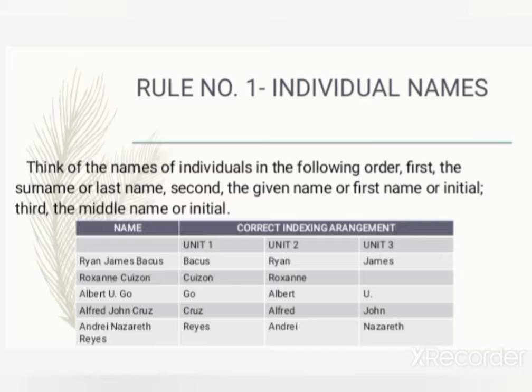So for example, Ryan James Bacchus. His surname is Bacchus, and it is said in the rule that the surname should always be part of unit 1. And for example, if there is no middle initial but he has a second name, his second name should be indexed in unit 3. But if there is a middle initial, it should be indexed in unit 3 also.